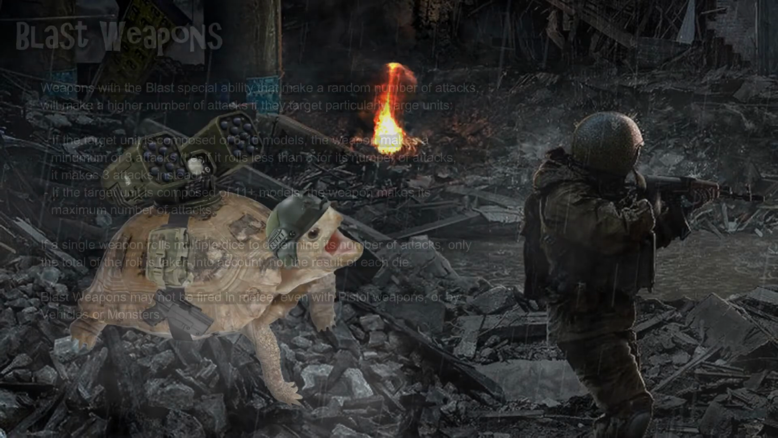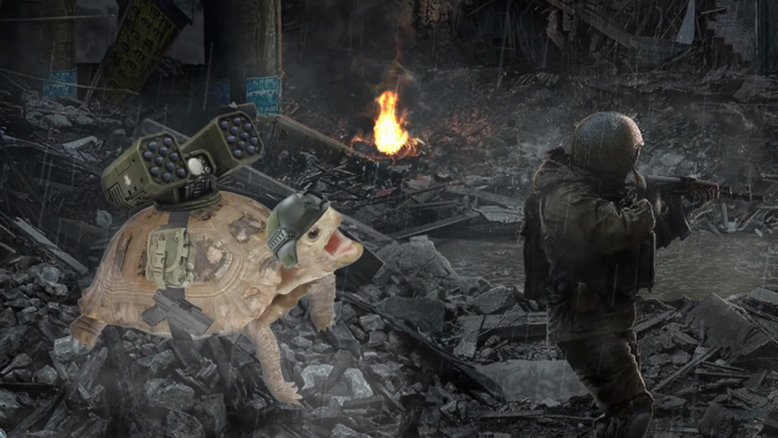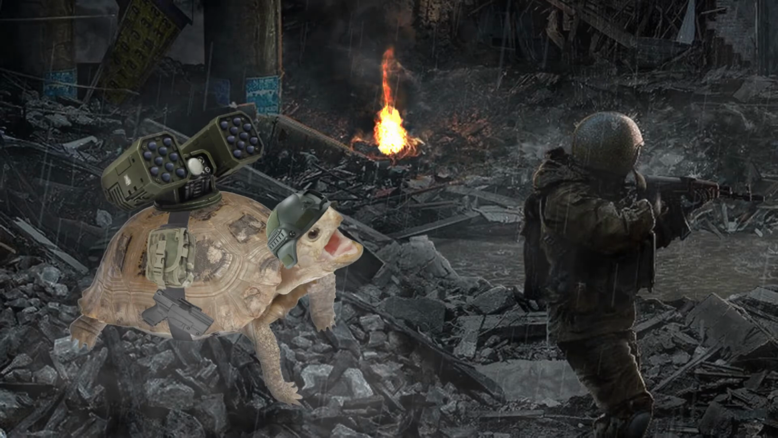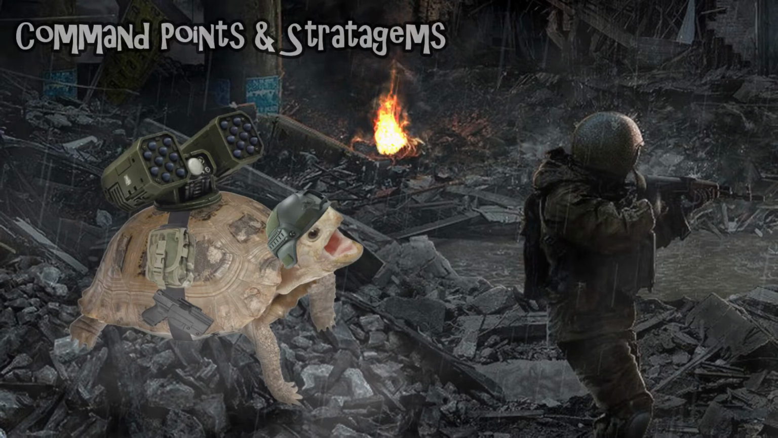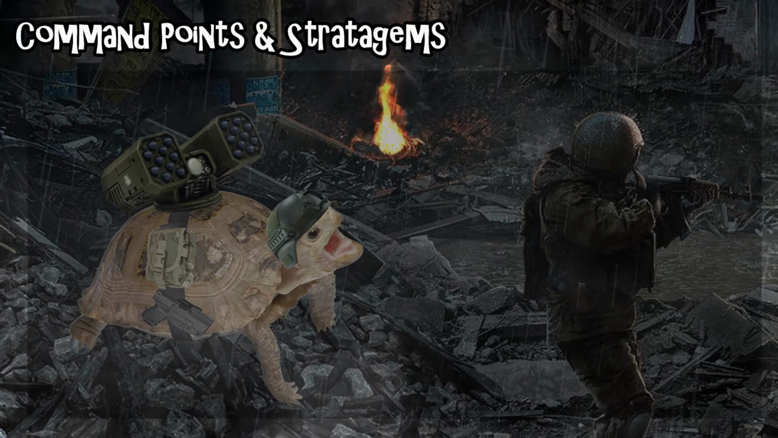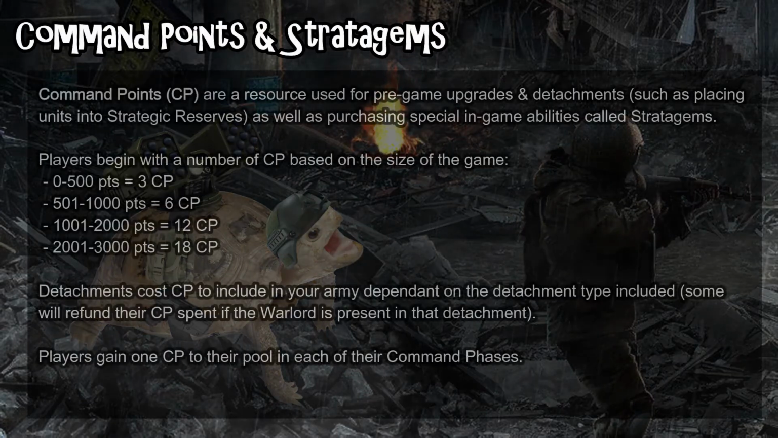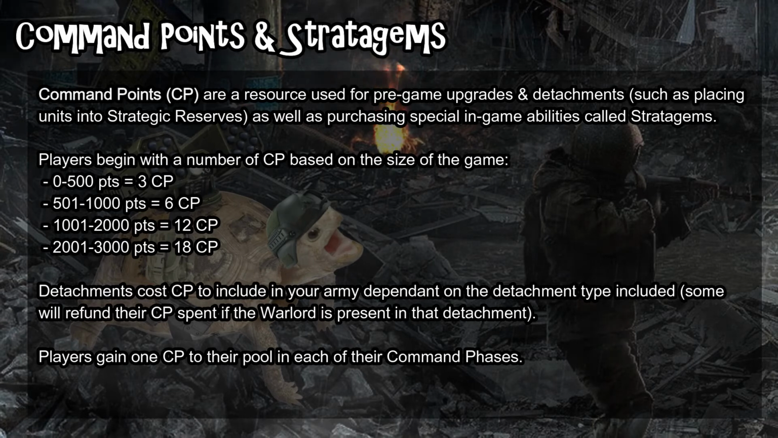All right, moving on to some different advanced rules. Let's talk about one of the most important mechanics in Warhammer 40,000. This is command points and using stratagems. Command points are a persistent resource that players use over the course of the game, either to build their army list pregame and get themselves some bonuses, or to use special abilities called stratagems throughout the course of the game.